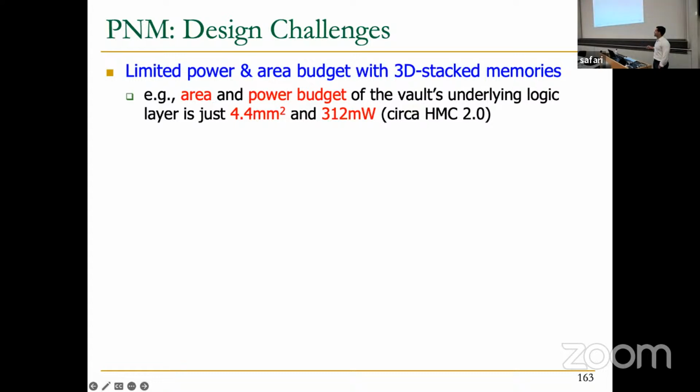They are quite similar in scope. Basically, those were chips where we have some 3D stacking of DRAM layers with a logic-based die, and in this logic-based die you could put some computation. But first, you were limited in the amount of area that was available in the base die. So in this HMC chip, for example, it was 4.4 square millimeters and 312 milliwatts per vertical partition, called a vault, for computation. So it was quite limited.